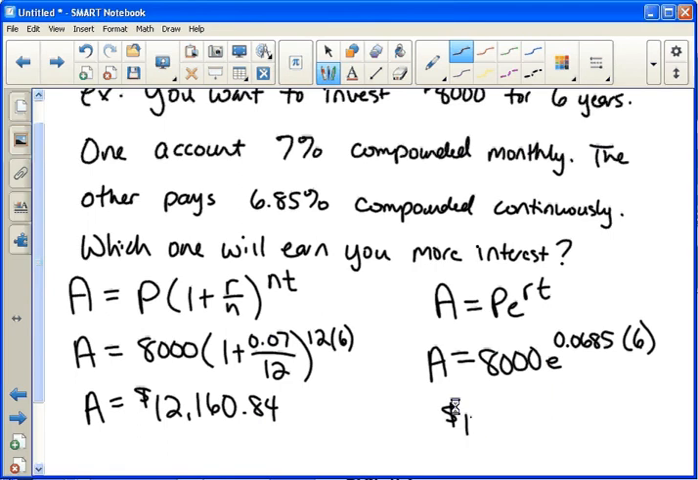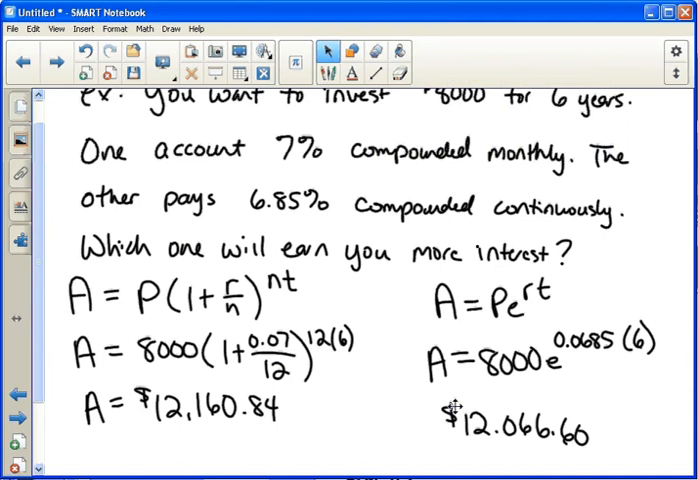Now if we plug the other equation into our calculator, we should get $12,066.60. So it actually did turn out that the 7% is better, even though it only compounds monthly. The 6.85% is just too much lower for it to matter, at least over this period of time, that it is compounding continuously.